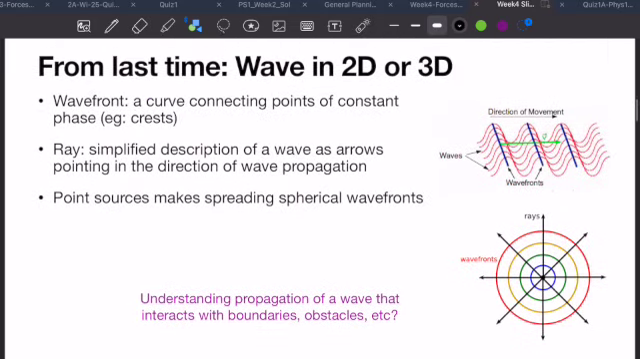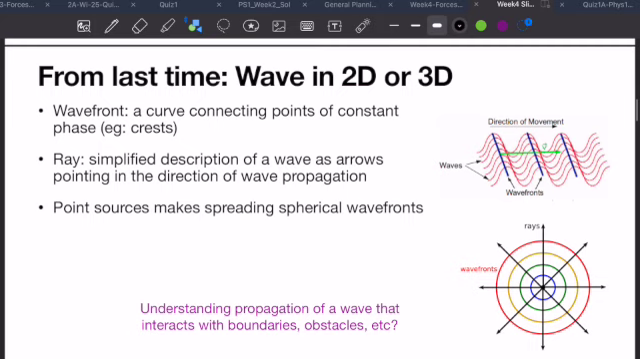Okay, now we're going to start reviewing some things from last week. We had talked about the concept of wavefronts. A wavefront is a curve that connects points of constant phase. So in 2D, let's say you have water waves that are moving in a pond. You can track all the crests and see when they move across. Basically, our wavefronts look like straight lines, and the direction of propagation is this way.